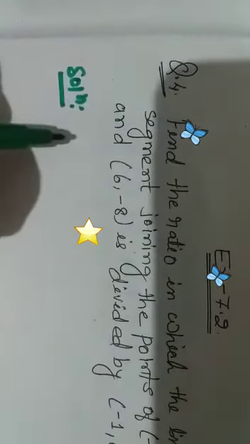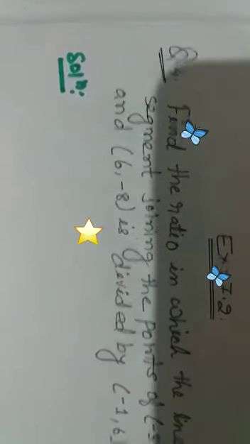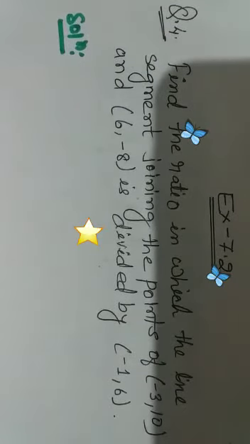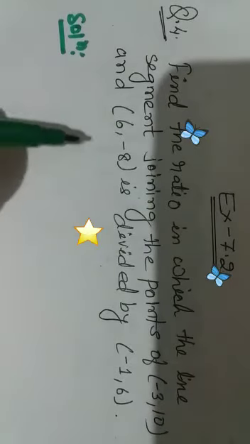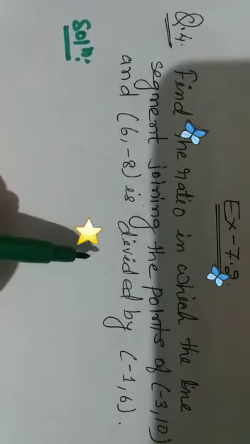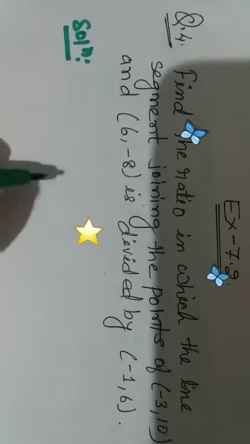Our next question is: find the ratio in which the line segment joining the points (-3, 10) and (6, -8) is divided by (-1, 6). Here we have to find the ratio.